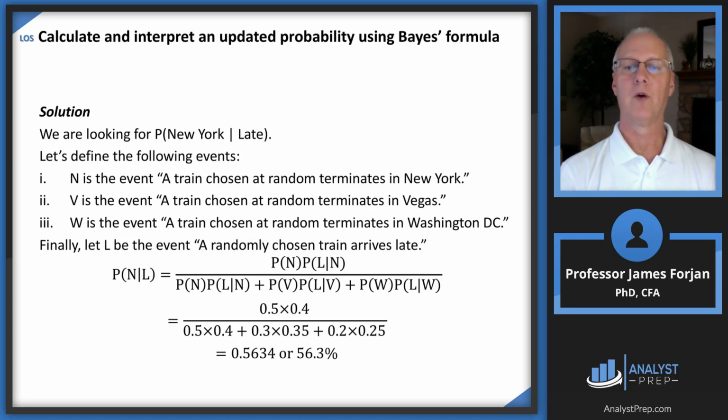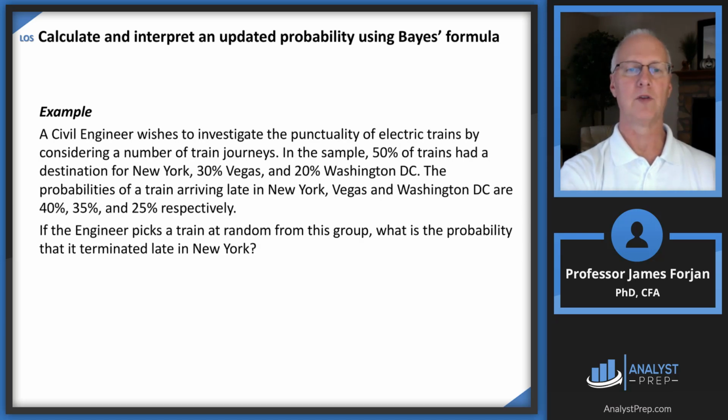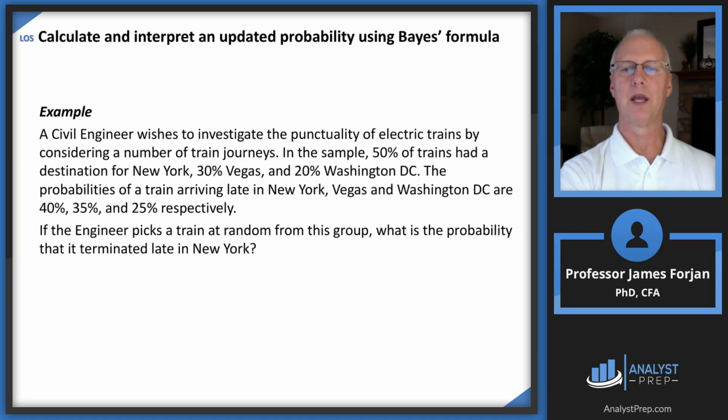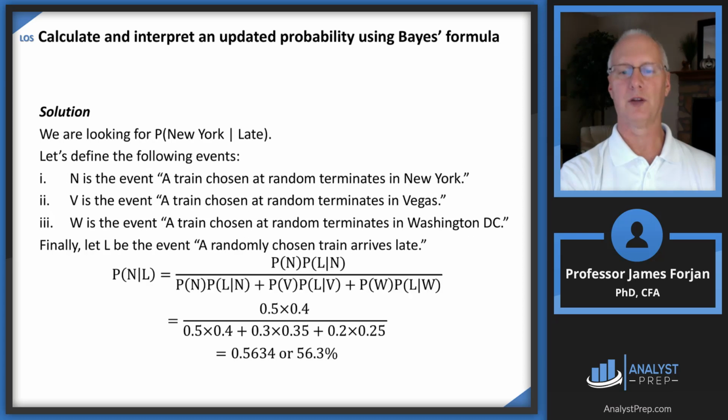Notice in the numerator, what we're doing is taking the probability that we pick New York, right? Well, let's go back here real quick. The probability that a train arriving in New York is late is 40%, and the probability that any train in the sample goes to New York is 50%. So that numerator is the 50% of the trains go to New York and 40% of those are late.